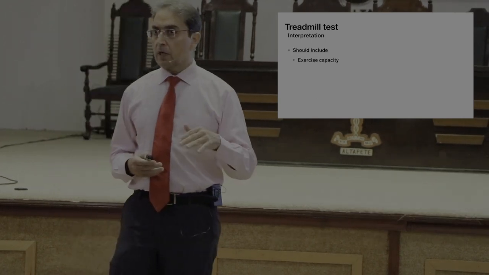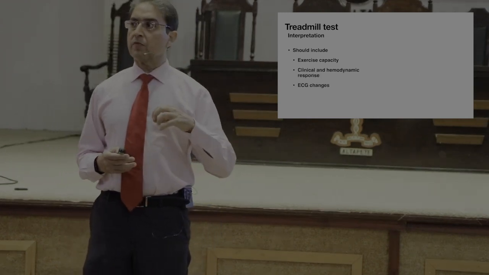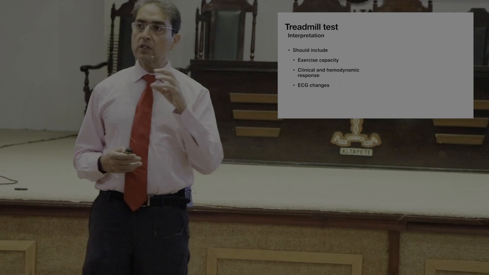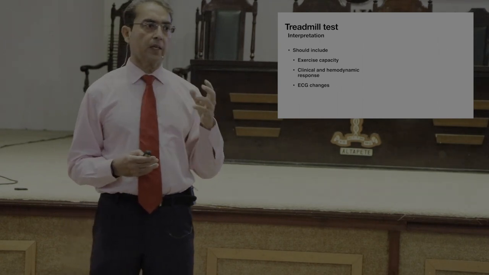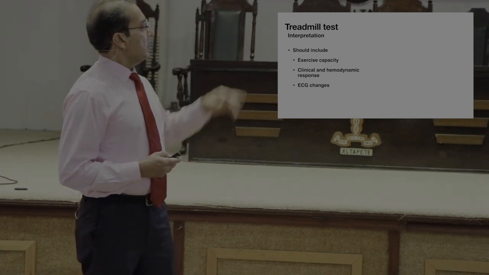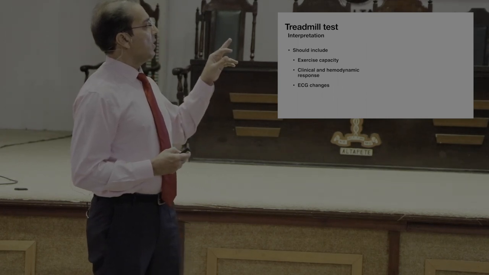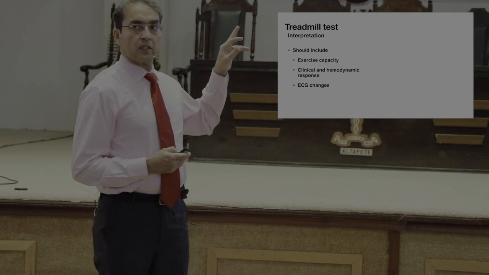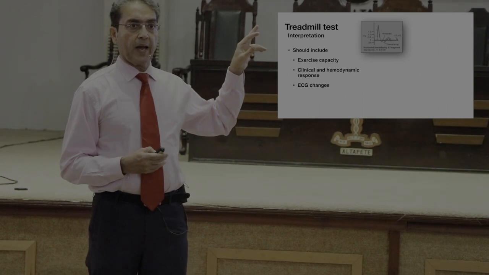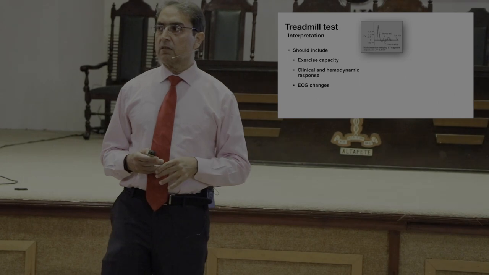If the blood pressure drops, it's a very strong indicator the patient has coronary artery disease. If the blood pressure shoots up, then there is a possibility that the patient has underlying heart disease. So you consider the hemodynamic response, the clinical response of the patient, and then we see the ECG. This is a horizontal ST segment, one small square down. This patient has ST segment depression. You get ST segment elevation. This is clear. The patient has ischemia.